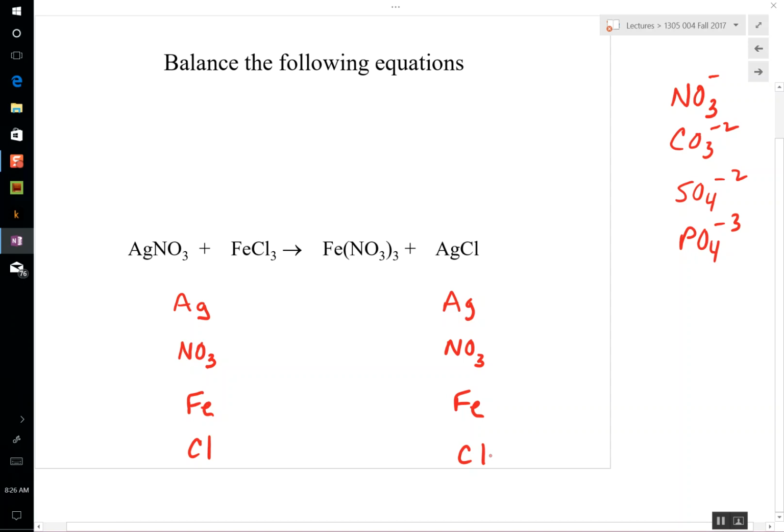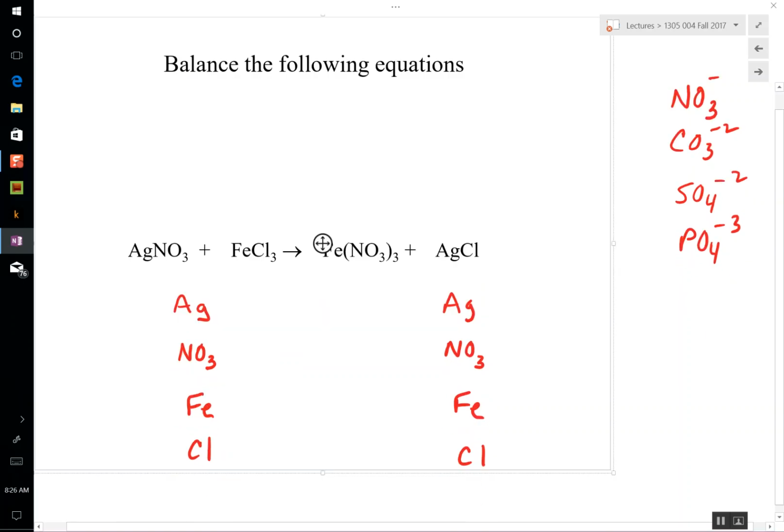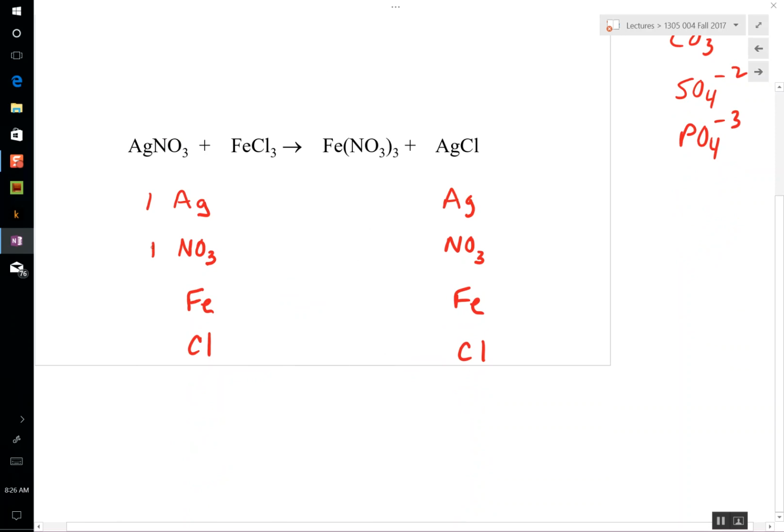Why? Because I want to make this comparison. I want to compare right across there to see when I got this thing balanced. I got one of these. I have 1 nitrate. I have 1 iron. I have 3 chlorides. You agree? That's what I have in the reactants. In the products, I have 1 silver. How many nitrates do I have in the products? 3. And I have 1 iron and I have 1 chloride.